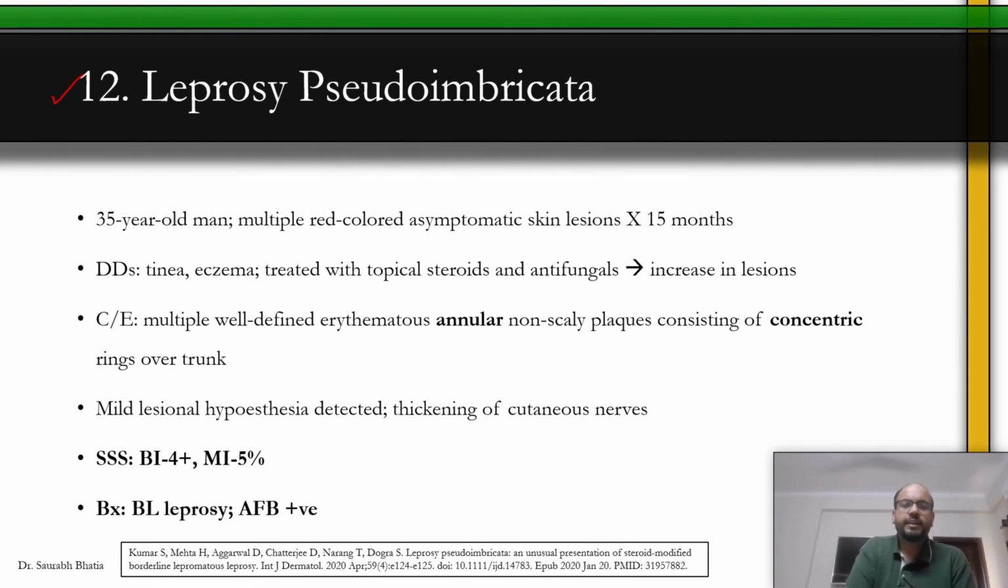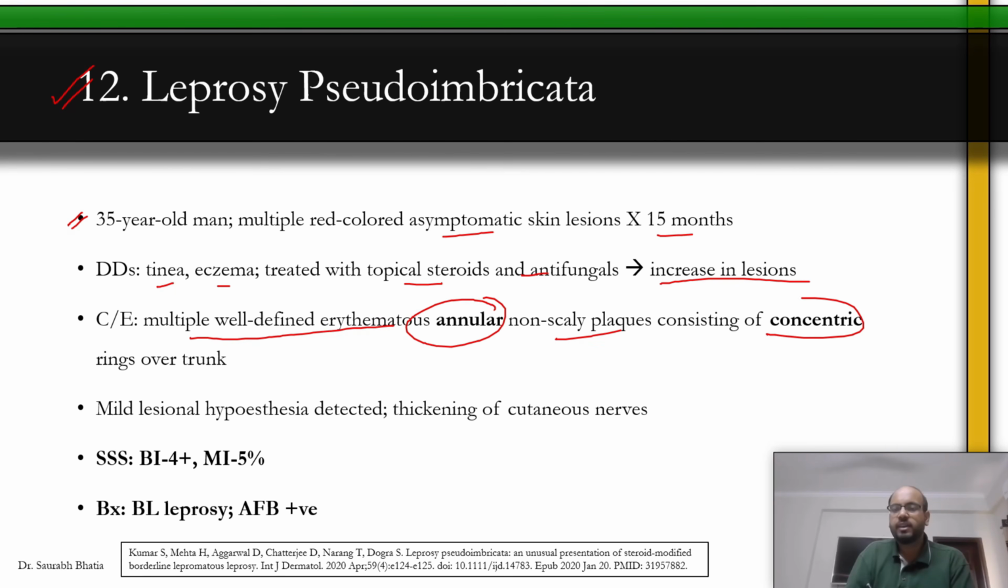The 12th variant is leprosy pseudoimbricata. In this case report, a 35-year-old male had multiple red-colored asymptomatic skin lesions for about 15 months. Differential diagnoses included tinea and eczema. He was treated with topical steroids and antifungals, but there was no response. In fact, there was an increase in lesions.